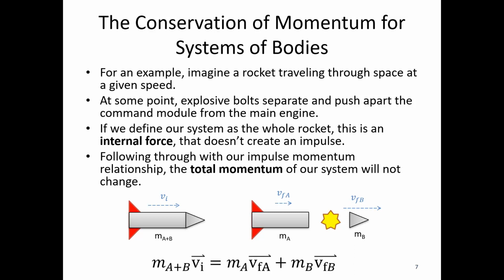So our mass times velocity initial would be equal to the sum of mass A, velocity A, final, plus mass B, velocity B, final. So collectively, if I set this up and solve just like I would for the other impulse momentum equations, this is going to be another alternative with a system of bodies.